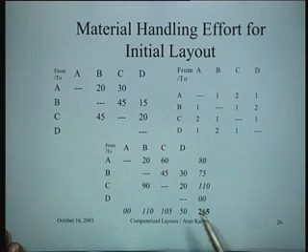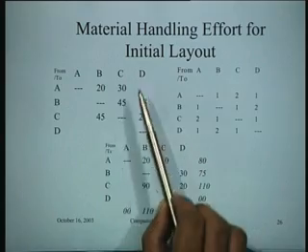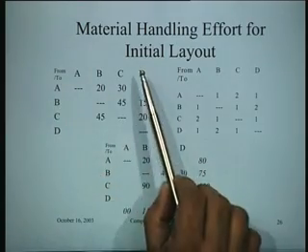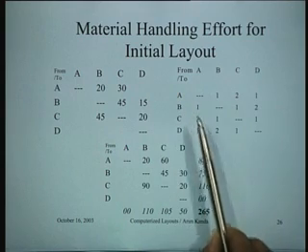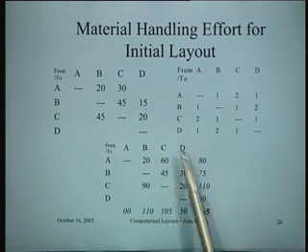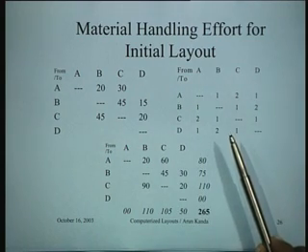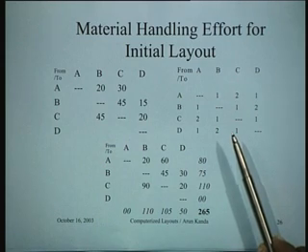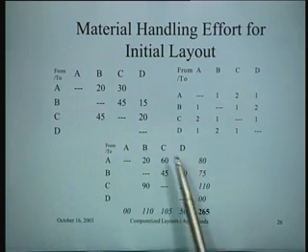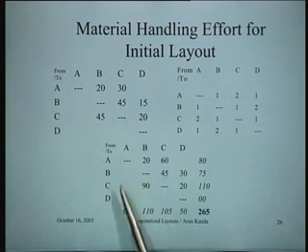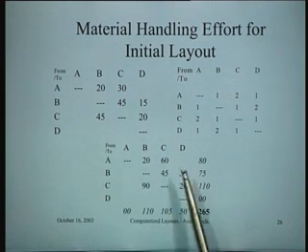So this value is arrived at, let us recapitulate. It's arrived at by taking the flow matrix, multiplying it with the distance matrix for the layout. The distance matrix is the one which is dependent upon the layout, isn't it? And by multiplying these two, you ultimately get this figure.